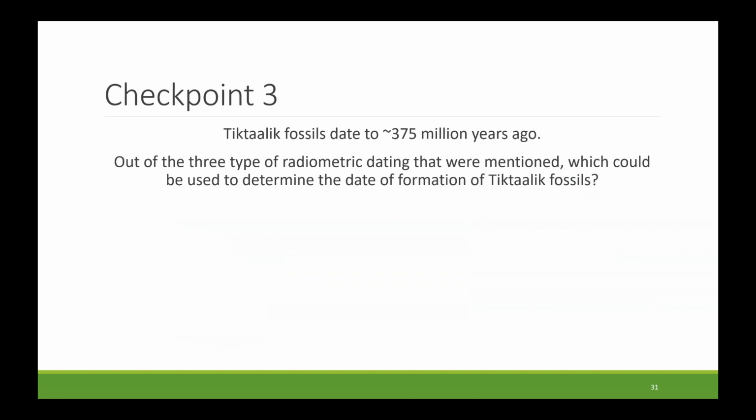So now to a checkpoint. As we said, Tiktaalik fossils date to about 375 million years ago. Out of the 3 types of radiometric dating that we mentioned, which could be used to determine the date of Tiktaalik fossils?